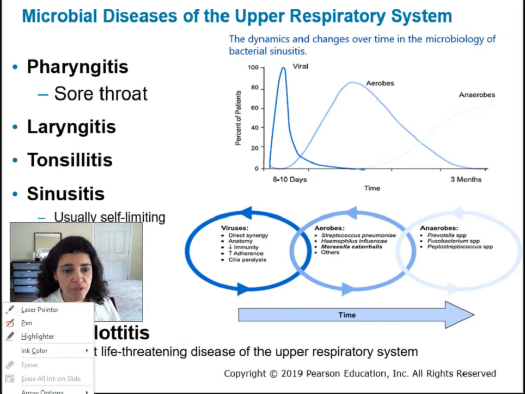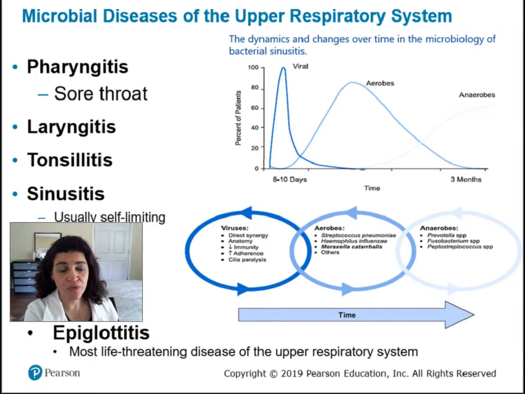And then we have tonsillitis, which is the inflammation in the tonsils, the lingual and the palatine tonsils. Remember, the palatine ones are close to the uvula, at the end of the palate, and the lingual ones are at the base of the tongue. And then sinusitis, which is inflammation of the sinuses, usually self-limiting, but can be caused by Streptococcus pneumoniae, Haemophilus influenzae, and Moraxella catarrhalis. Epiglottitis, which is caused by Hib, Haemophilus influenzae B, is very life-threatening, and it's also considered a disease of the upper respiratory system.